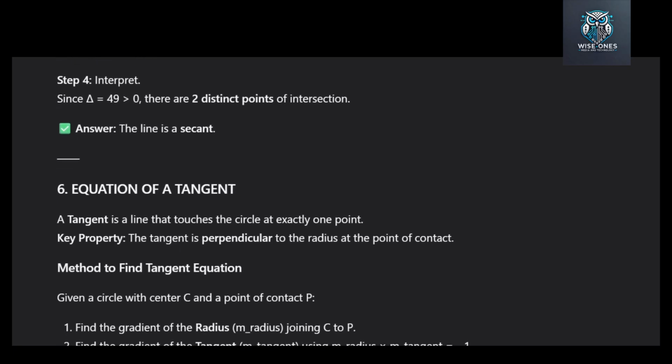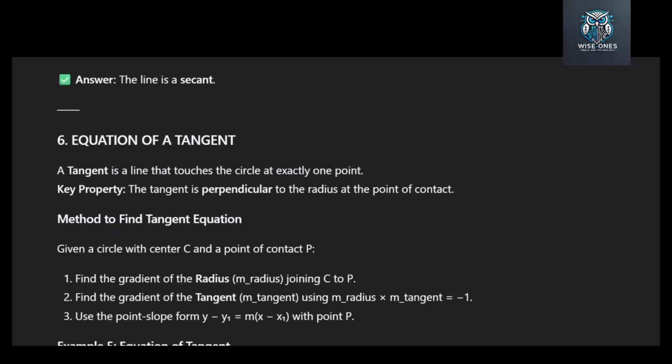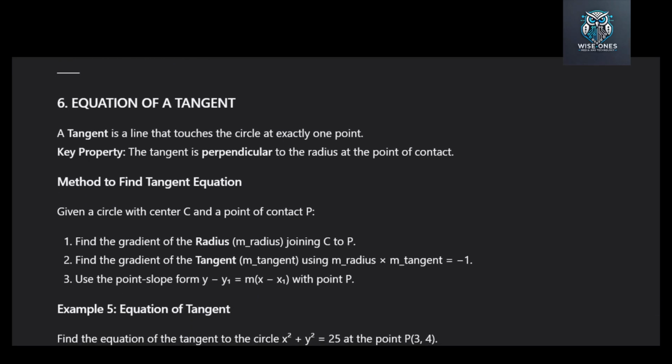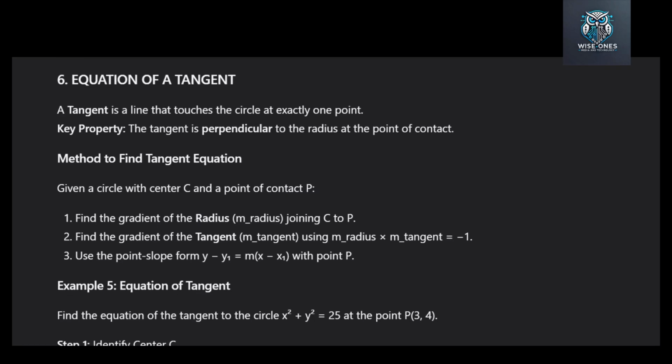Now, let us move to section 6. Equation of a tangent. A tangent is a line that touches the circle at exactly one point.